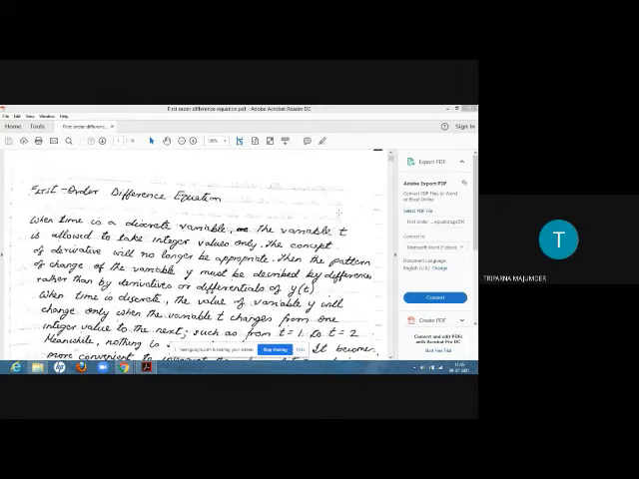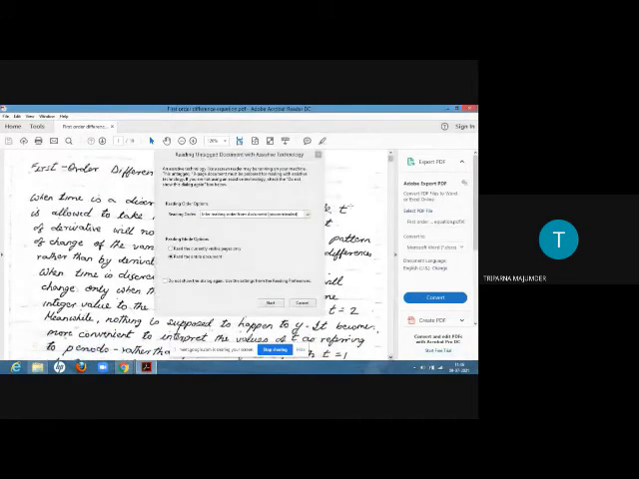When time is a discrete variable, the variable t is allowed to take integer values only. The concept of derivative will no longer be appropriate. The pattern of change of the variable y must be described by differences rather than by derivatives or differentials of yt.